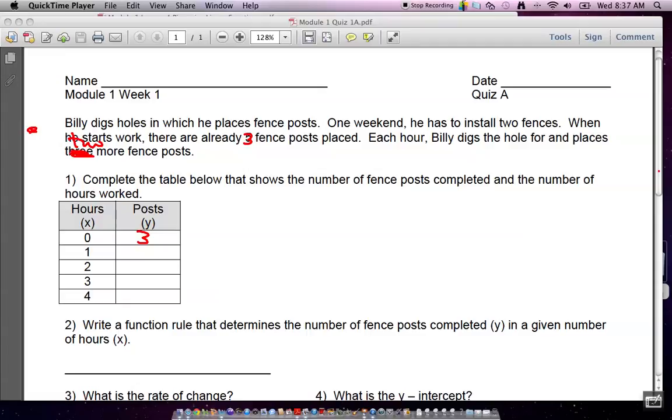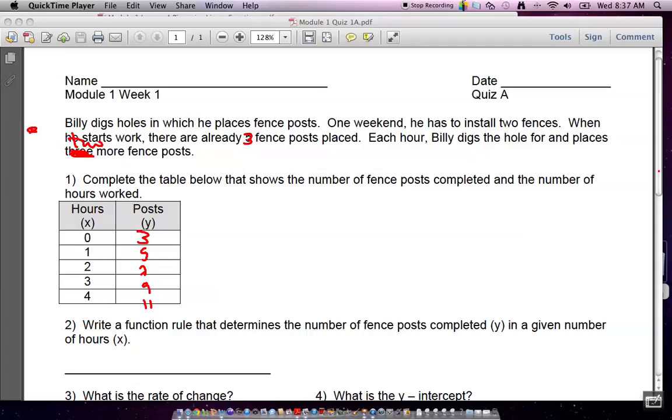Next, what does he add every hour? 2. So 3 plus 2 is? 5, 7, 9, 11. And we looked very, very good on that. If not, I'm sure that now it makes more sense to you. Then it says, write a function rule that determines the number of fence posts.